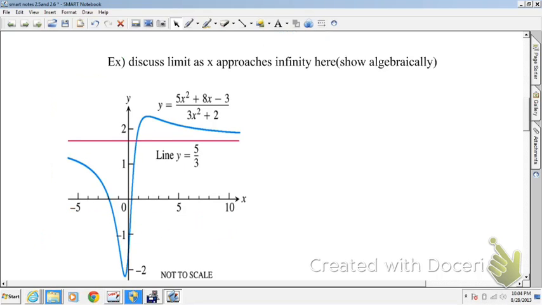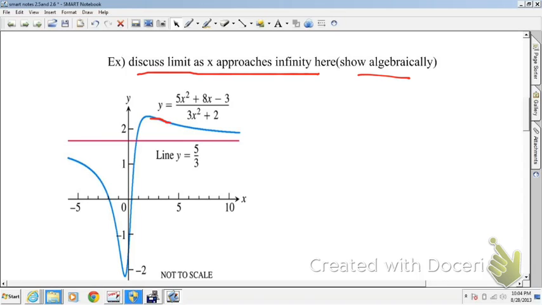Okay, now with that first graph, I didn't make us do anything algebraically. We just looked at it graphically and said the answer. With this one, we'll start off graphically, but we need to do it algebraically as well. So discuss the limit as x approaches infinity here, and then show that algebraically.